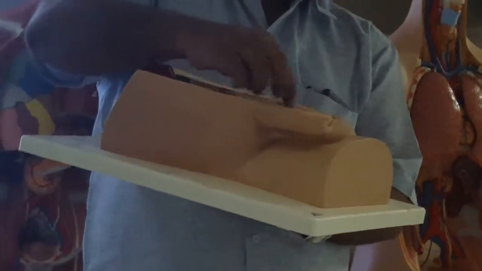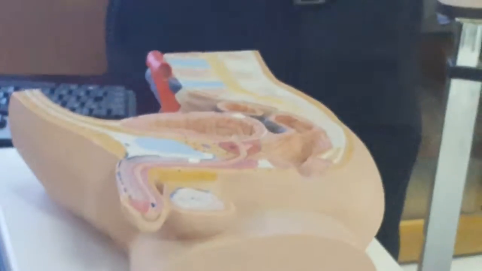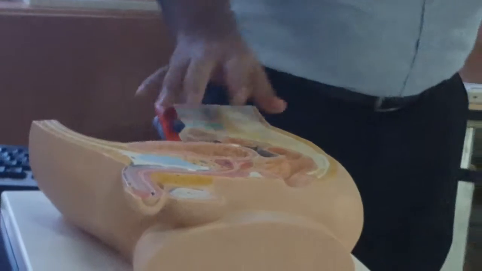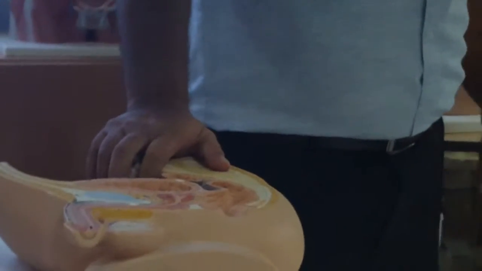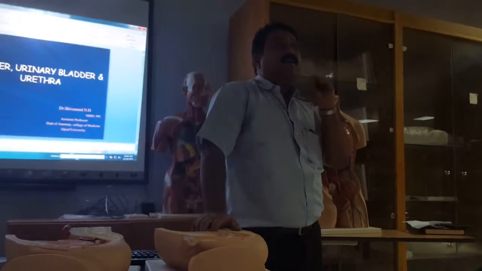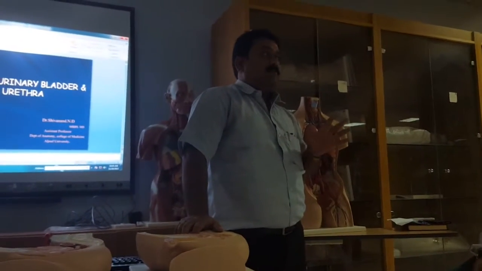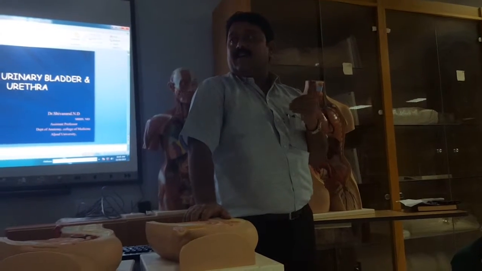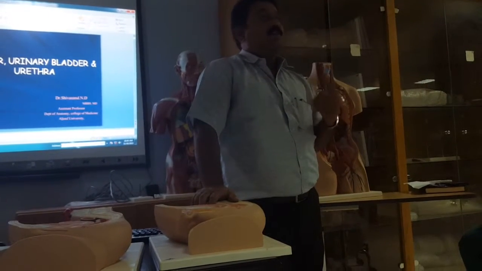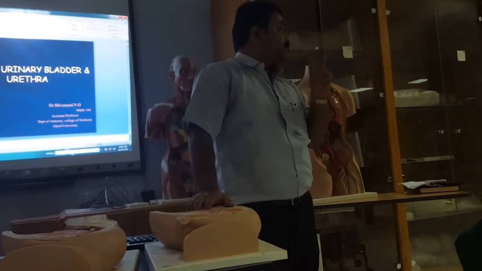And next is the urethra, the length of the urethra and parts of the urethra in male. Be thorough with the blood supply and nerve supply of the bladder and the ureter. And also the relations of the ureter, anterior relations and posterior relations. At least two relations you have to write.